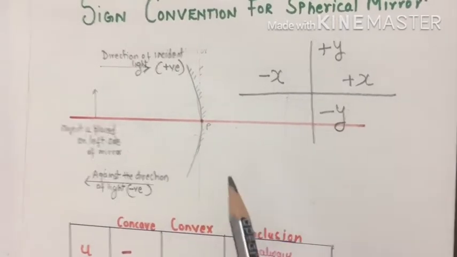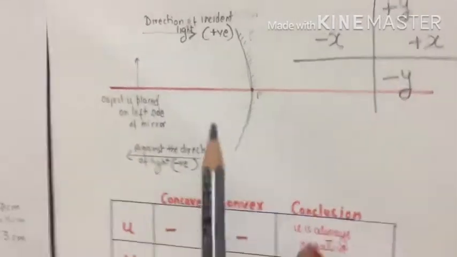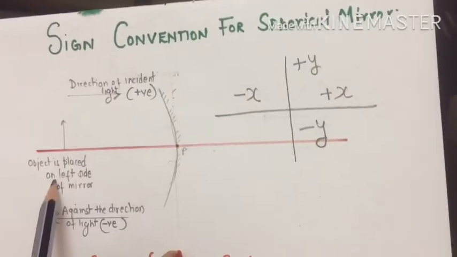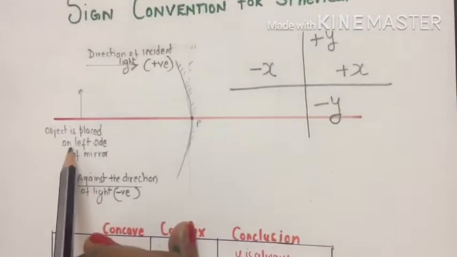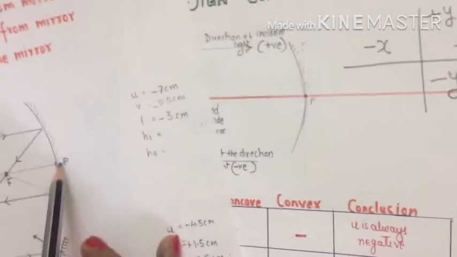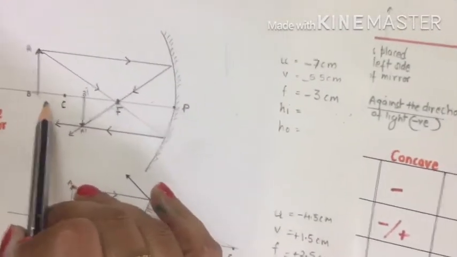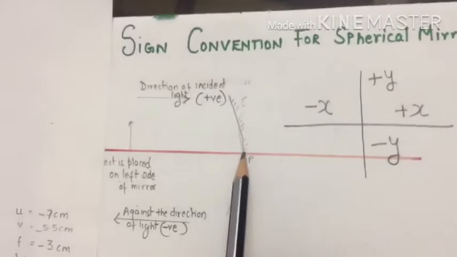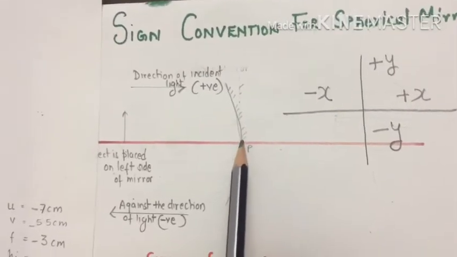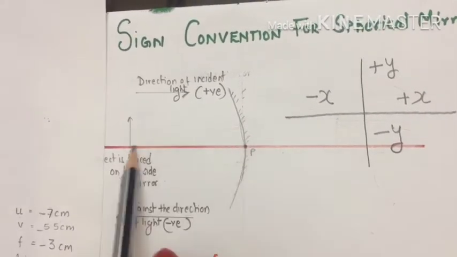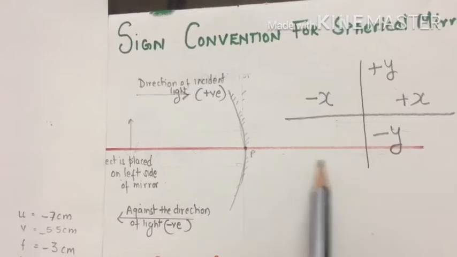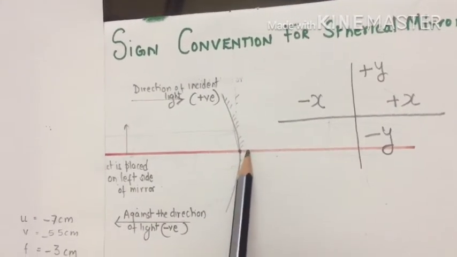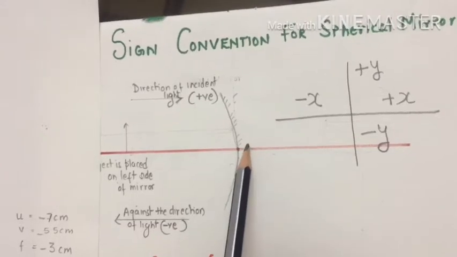First thing we have to learn is the object is always placed on the left side of the mirror. So this is quite sure. We never keep the object on the right side. We always keep the object on the left side. And all the distances are measured from the pole. We are supposed to measure in this direction, in this direction. We cannot measure towards the pole. So the second rule is all the distances are measured from the pole.